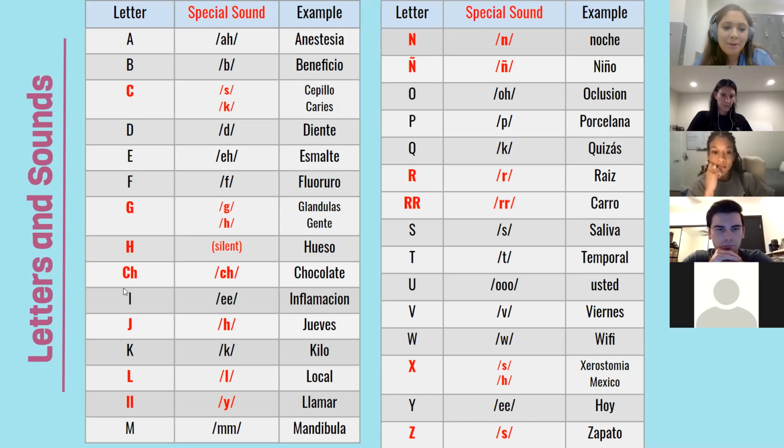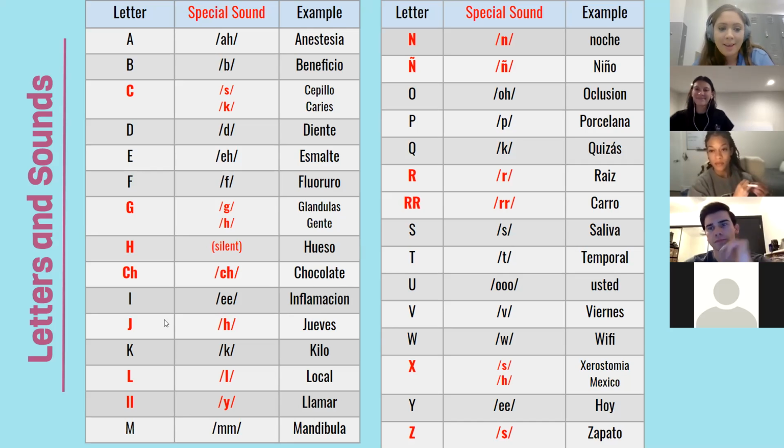Then the I, remember what was the sound of the I? E. Perfect. And so in this case, it's inflamación. Inflamación. Perfect. Inflammation. That's a nice thing about Spanish and English. A lot of the words that we use in healthcare come from Latin, so anything that ends in tion is the same thing. It looks very similar to inflammation. It means that. Then J is going to sound like an H.